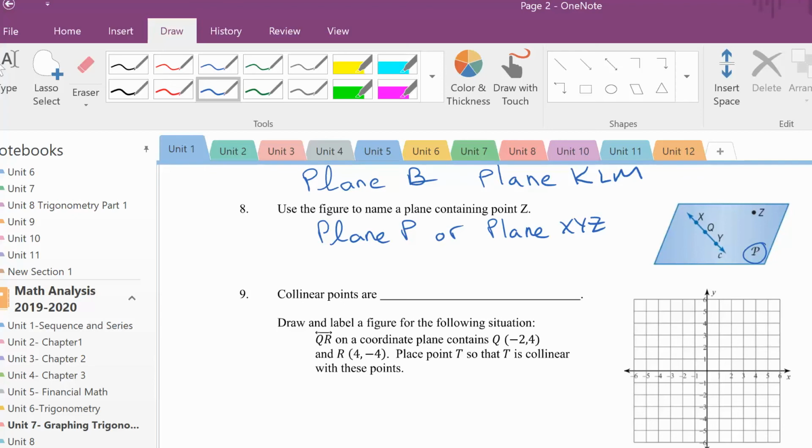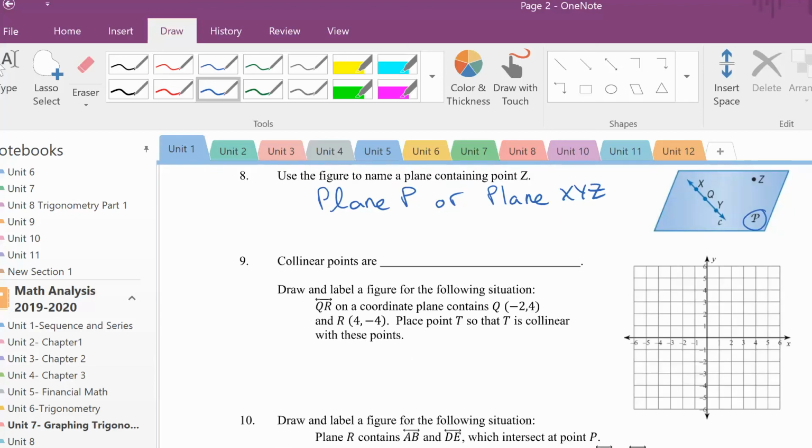All right, the next thing we have to talk about is what it means for points to be on the same line, and that's what we call collinear points. So collinear points are points all on one line. They're on the same line.